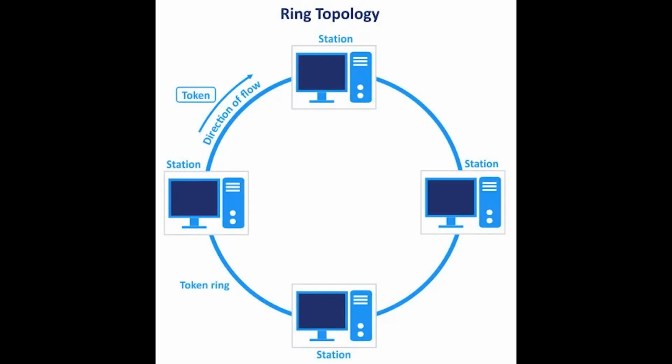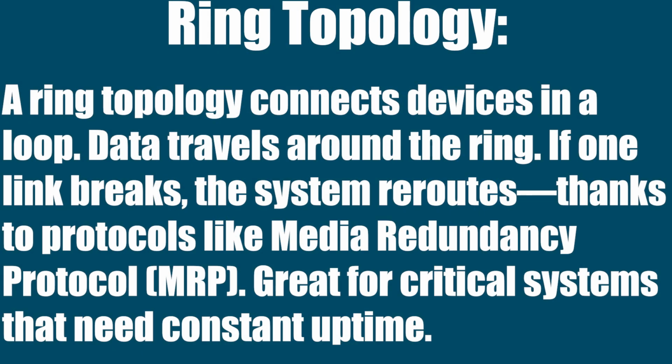Ring topology. Ring topologies are commonly used in water treatment facilities where redundancy is crucial for 24/7 uptime. A ring topology connects devices in a loop. Data travels around the ring. If one link breaks, the system reroutes thanks to protocols like Media Redundancy Protocol, MRP. These are great for critical systems that need constant uptime.